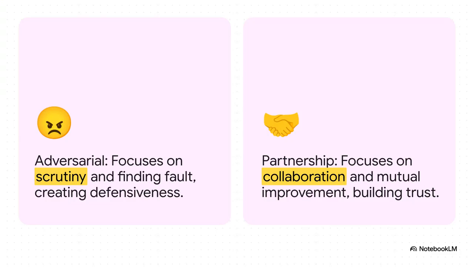So when you walk in, you really have two ways to approach it. There's the adversarial way, where you're focused on scrutinizing everything and finding fault. That approach pretty much guarantees people are going to get defensive from the get-go. But then there's the partnership path. This one's built on collaboration, with a shared goal of making things better. This is how you build the trust you need to uncover the real root problems that actually matter.